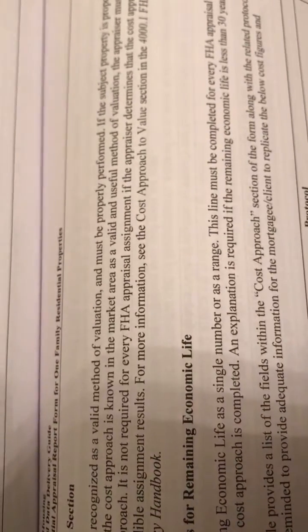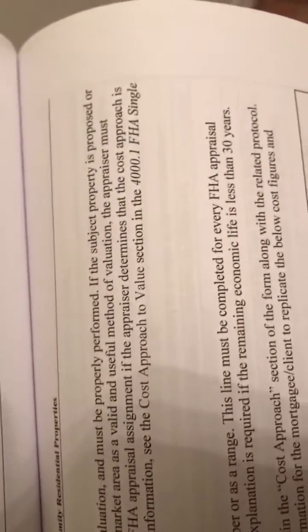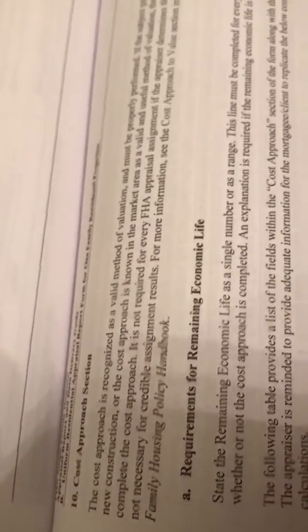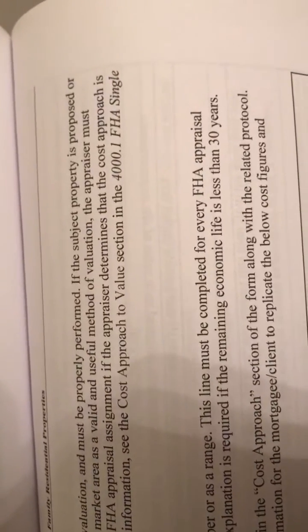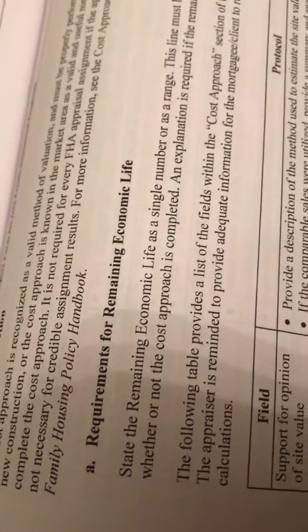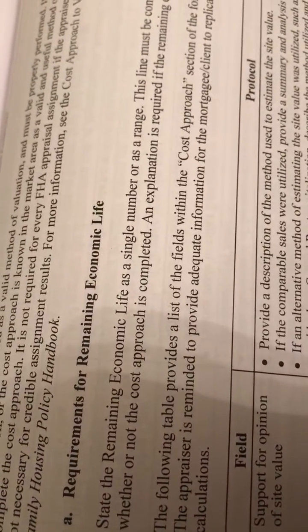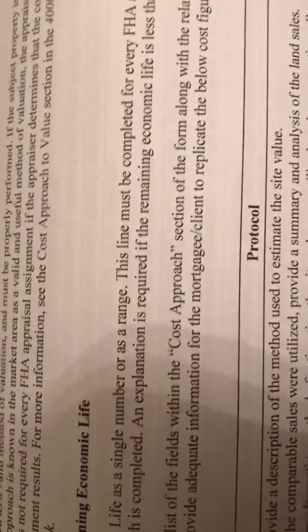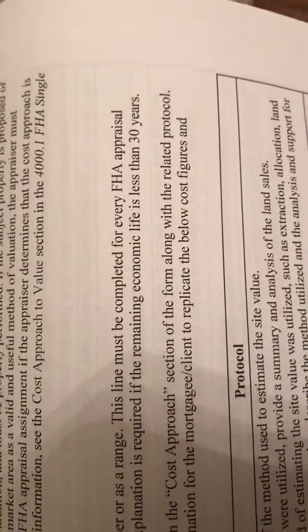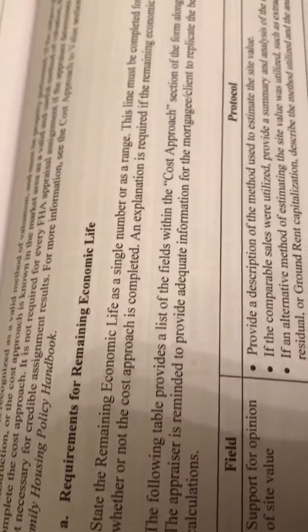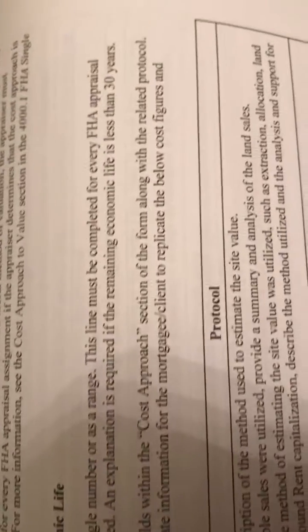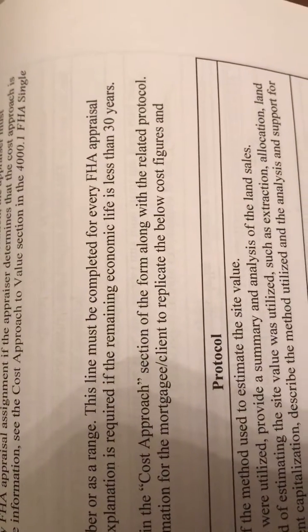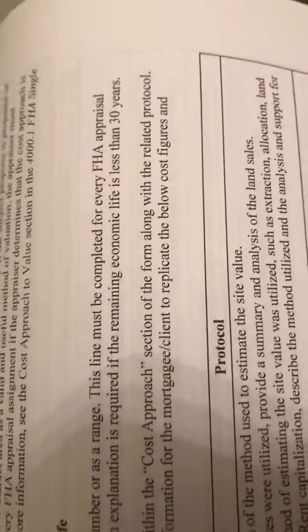It is not required for every FHA appraisal assignment if the appraiser determines that the cost approach is not necessary for credible assignment results. For more information, see the cost approach to value section in the 4000.1 FHA Single Family Housing Policy Handbook. A. Requirements for remaining economic life. State the remaining economic life as a single number or as a range. The line must be completed for every FHA appraisal, whether or not the cost approach is completed. An explanation is required in the remaining economic life if the remaining economic life is less than 30 years.